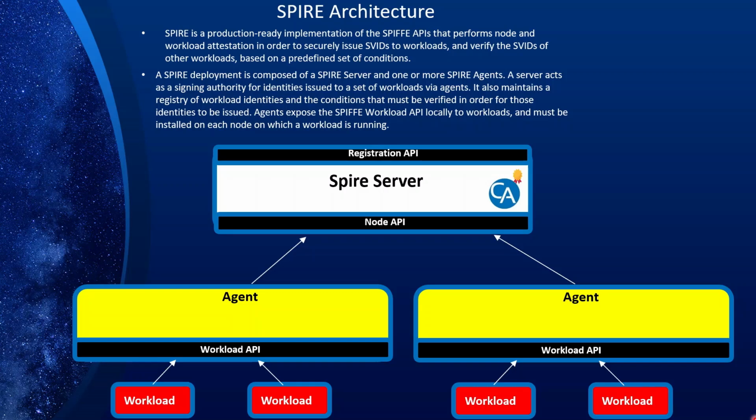So basically, this is the architecture. We have the SPIRE server. We have one or more agents that constantly communicate with the SPIRE server, and as workloads come online, they call into the workload API and request identities, and those requests go to the SPIRE server.